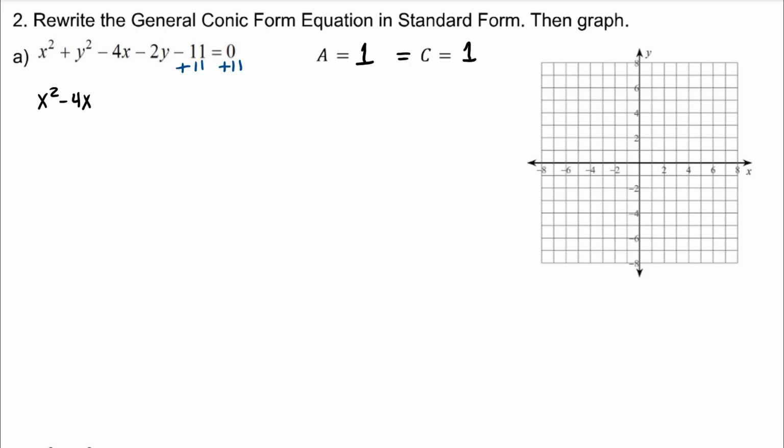Now group your x terms and your y terms, leaving space for your c values. To complete the square for the x trinomial, take -4, divide by 2, and square it. Add that number, 4, to both sides of the equation. Do the same for the y's. Divide -2 by 2 and square it, adding 1 to both sides. Factor the x trinomial and the y trinomial.